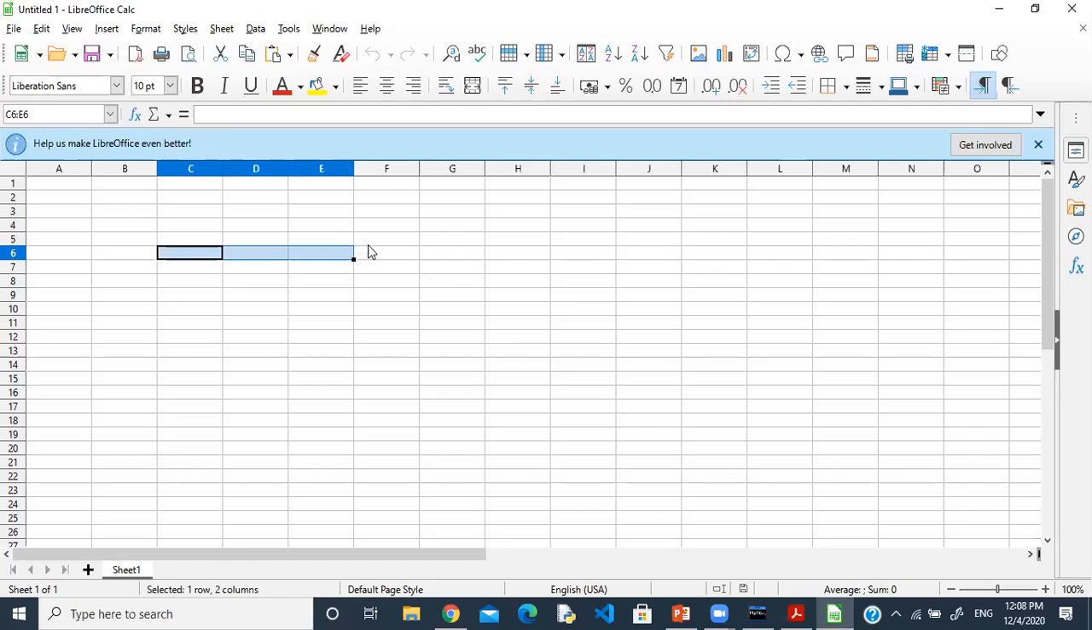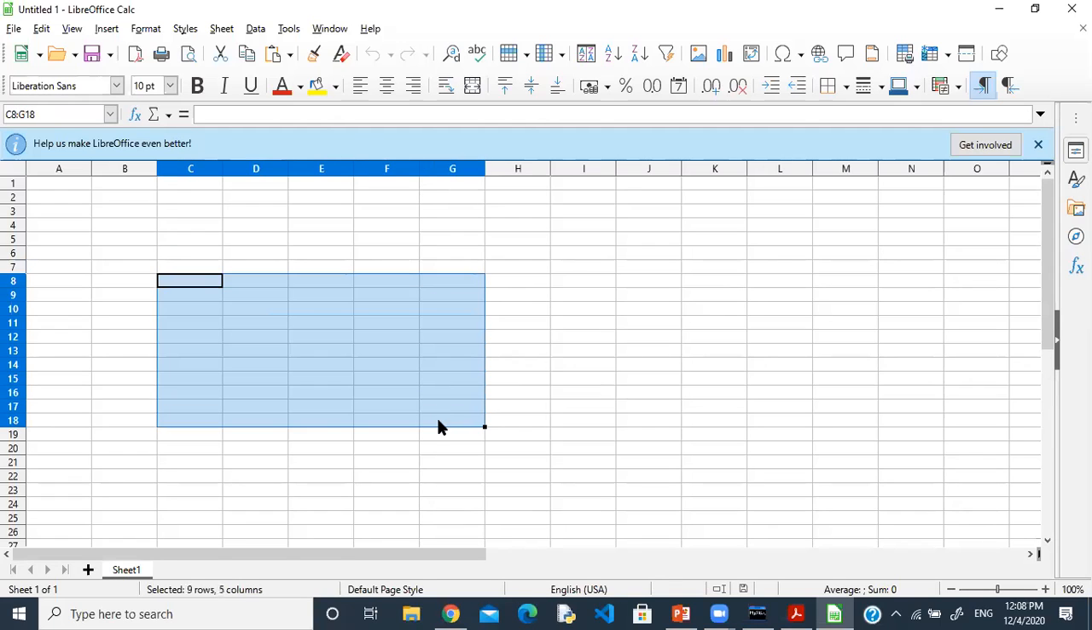Now again I'm selecting from here. Look at this. I have started from C6 and ended at H6. Sometimes I'm not selecting only one row of cells, I'm going to select multiple columns and multiple rows. In that case, what is the cell address? It will start from C8 and end at G18. So this is called a range of cells.